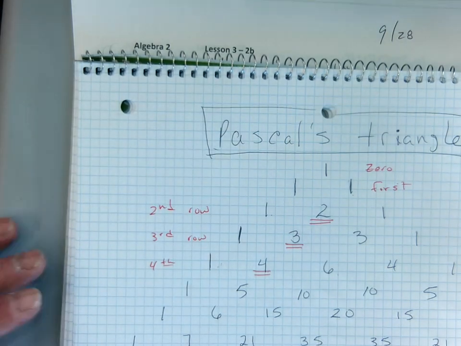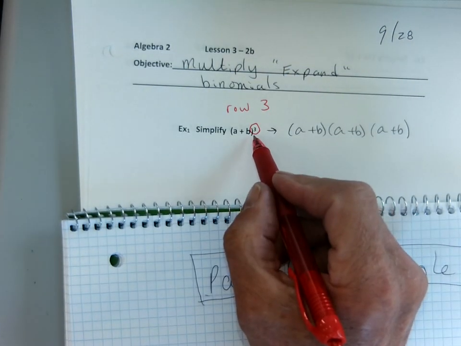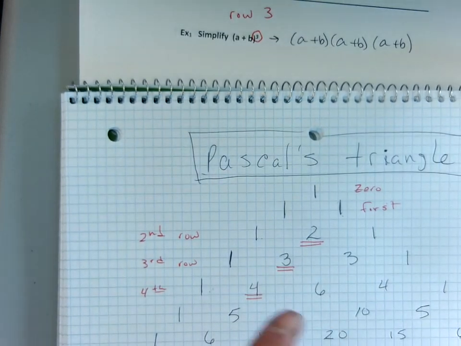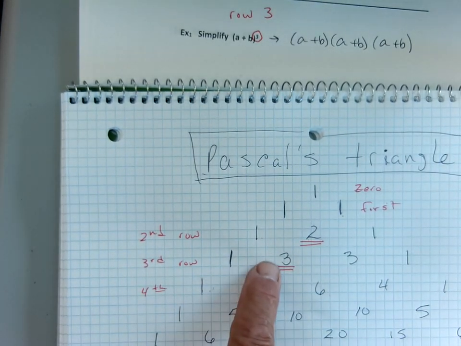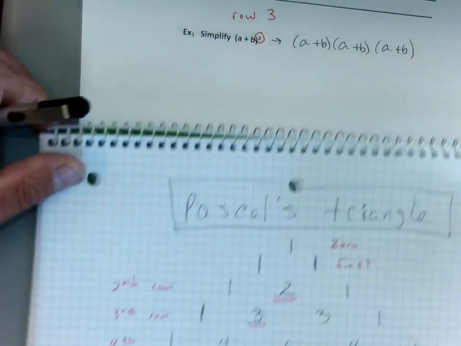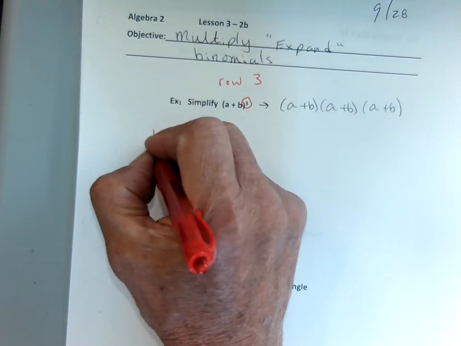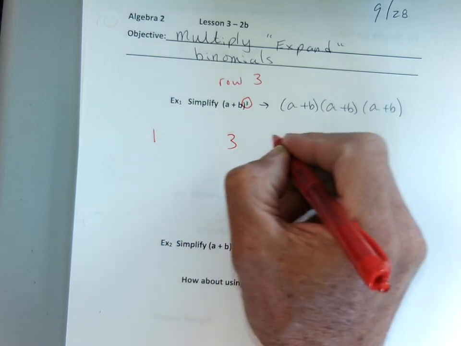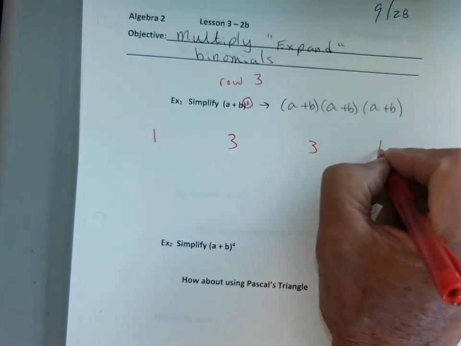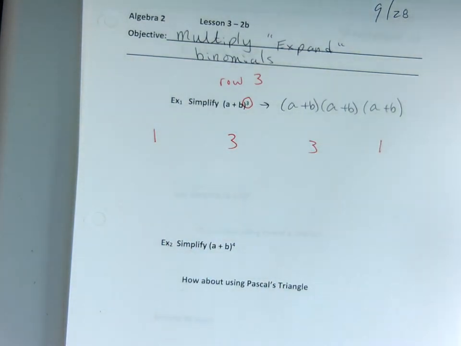Because we're going to be doing it to a cube, we go to the third row, and the third row is these numbers, 1, 3, 3, 1. So I'm going to write those down. To get this answer, I'm going to write it down. 1, 3, 3, 1. Okay?